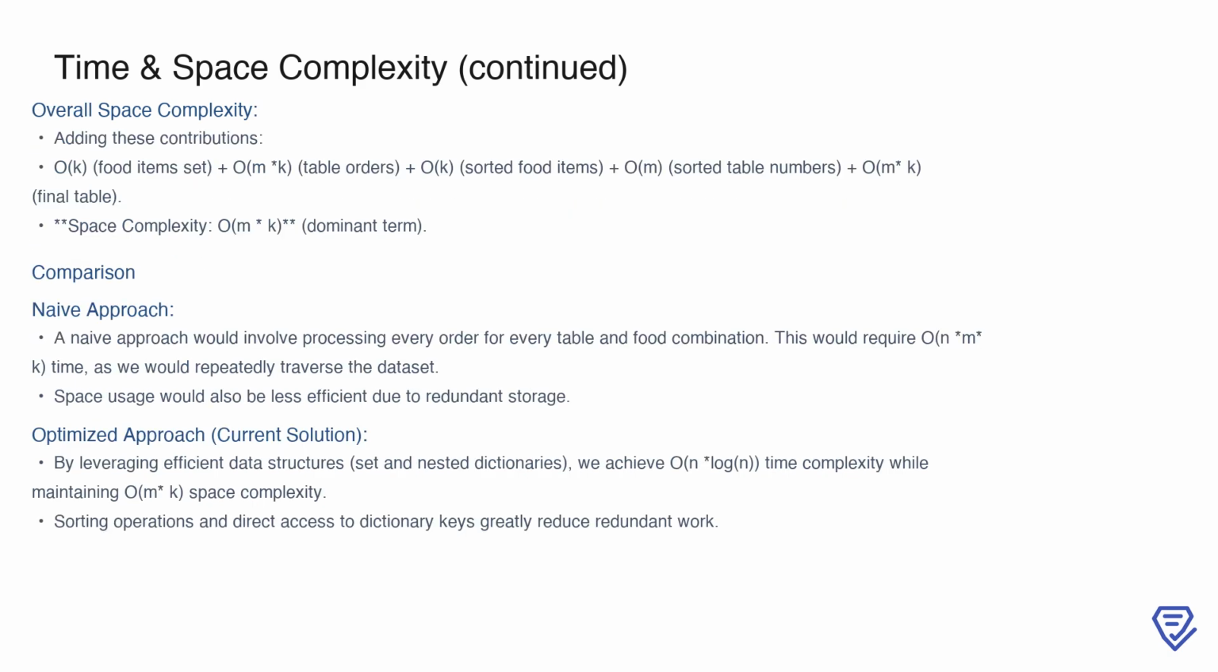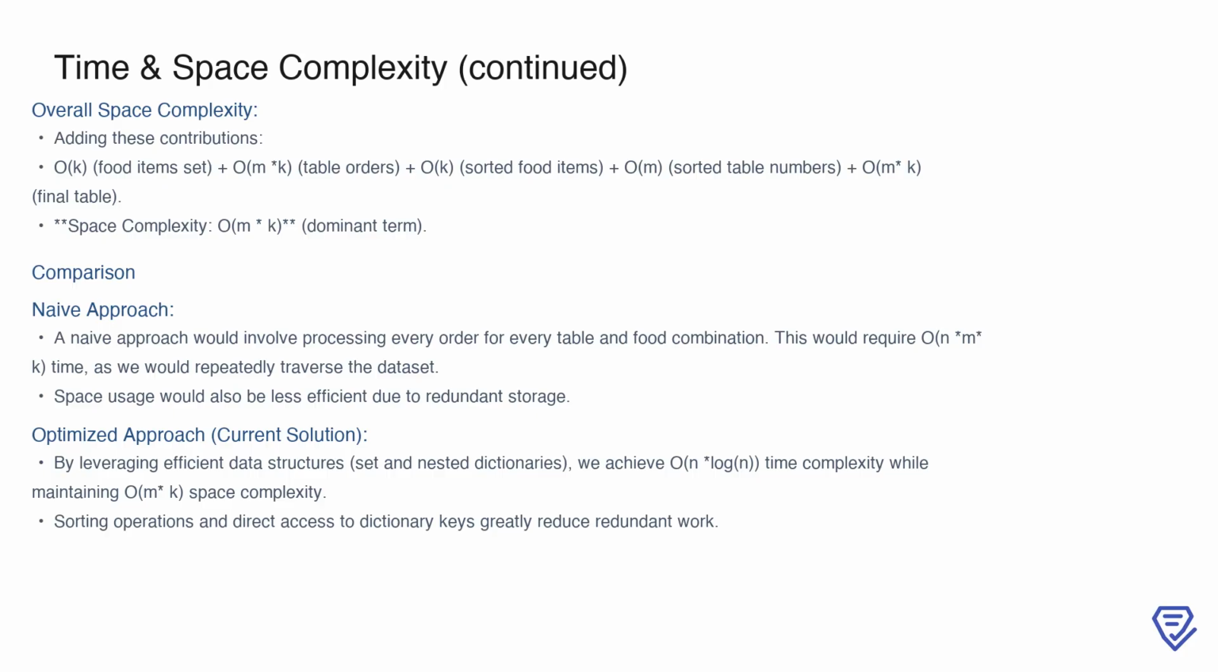To summarize the overall space complexity, we add up the contributions: k for the food items set, m*k for the table_orders dictionary, k for the sorted food items, m for the sorted table numbers, and m*k for the final display table. The dominant term remains O(m*k). Comparing this to a naive approach, where we process every order repeatedly for every table and food combination, we can see the advantage of our optimized solution.